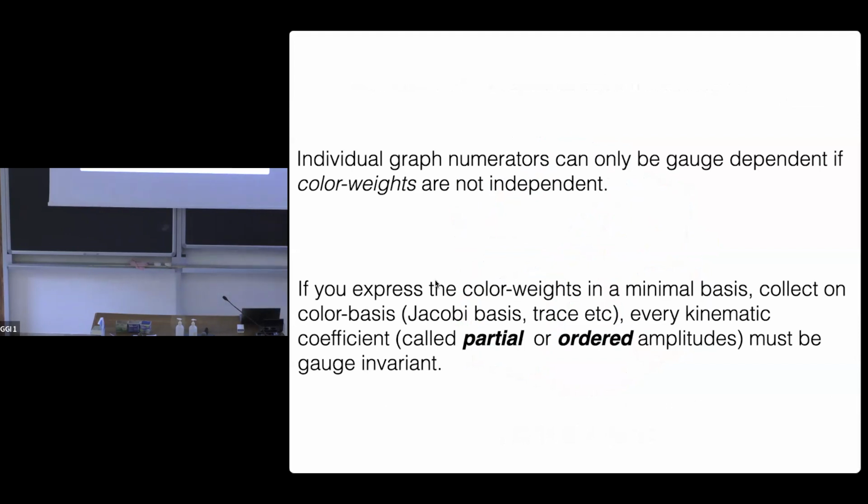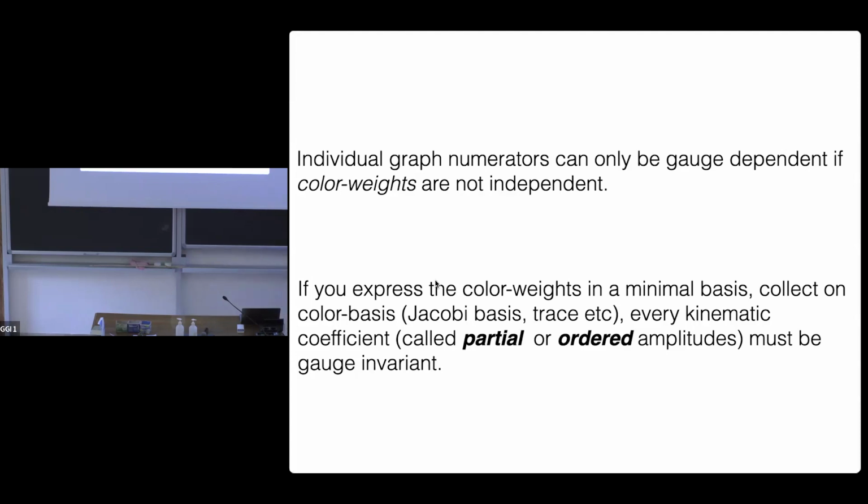Now, as I said before, individual graph numerators can only be gauge dependent if their color weights are not independent. So if you take a full amplitude and dress it in graph by graph, any individual graph doesn't mean anything. It's not physical at all. But if I go into a color basis, maybe your favorite basis is a trace basis, maybe you like reducing to some basis set under Jacobi relations, if you go to a basis of color weights and you collect on those, the coefficients have to be gauge invariant because they're pointing in different directions in color space. There's no way for any gauge dependence to cancel between them. Right? And so we call these color ordered or partial amplitudes.